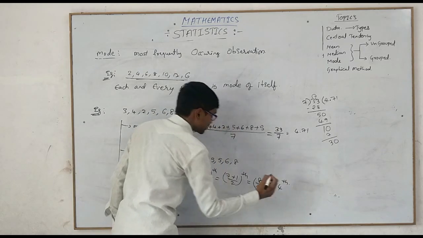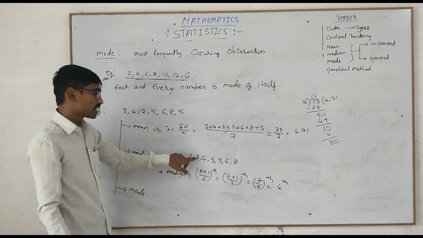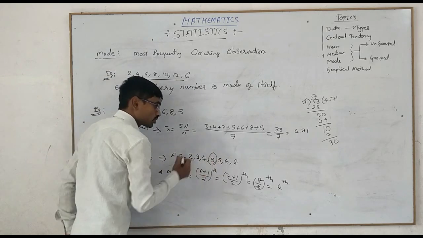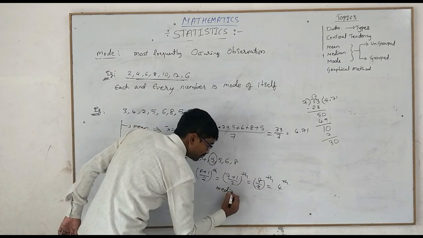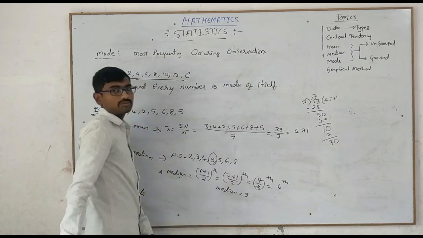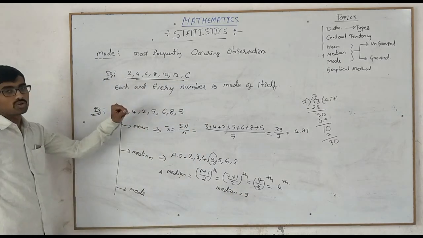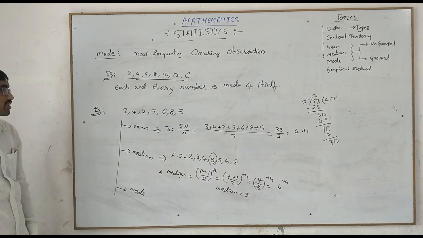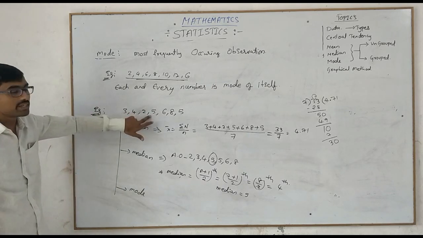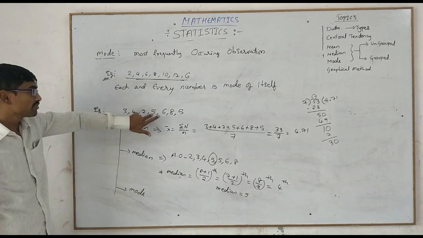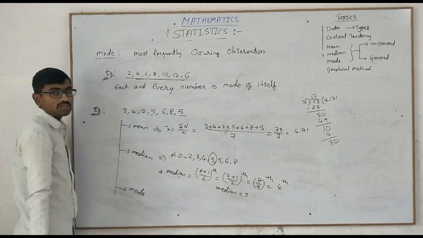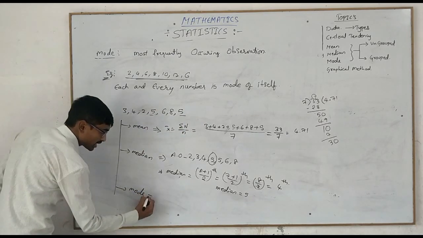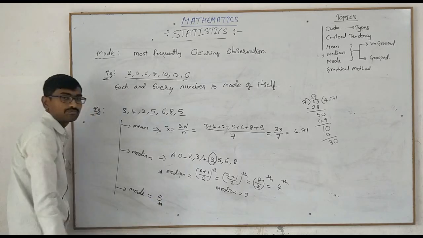So what is the 4th term? First, second, third and fourth term. The fourth term is 5. Therefore, the median is equal to 5. Last, that is the mode. The most frequently occurring observation. So which one is occurring most frequently? Here I have 5 two times. Therefore, the most frequently occurring observation is 5. Therefore, the mode of the given data is 5.